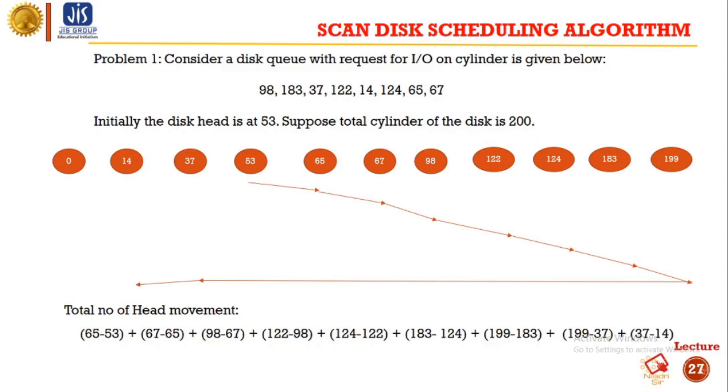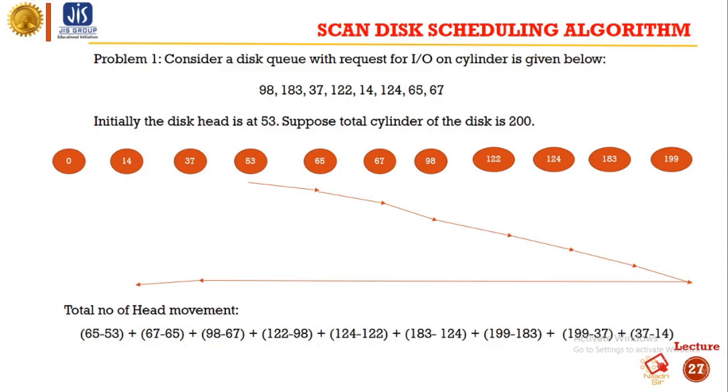Next, from 98 we move to 122, so the total head movement is 122 minus 98. Next we will move to 124, so from 122 to 124, the total head movement is 124 minus 122. Next, from 124 we will move to 183, so the total head movement is 183 minus 124.